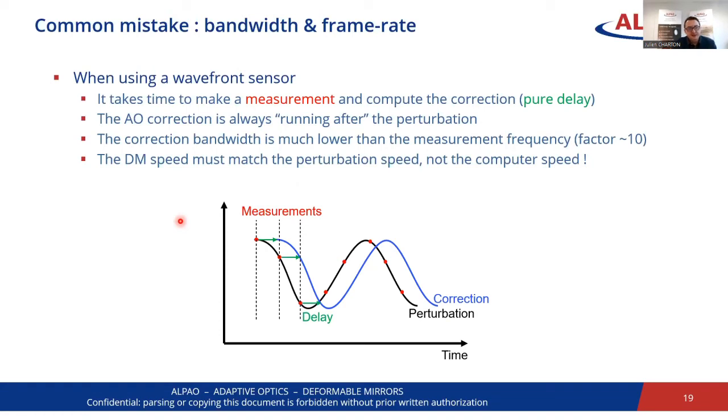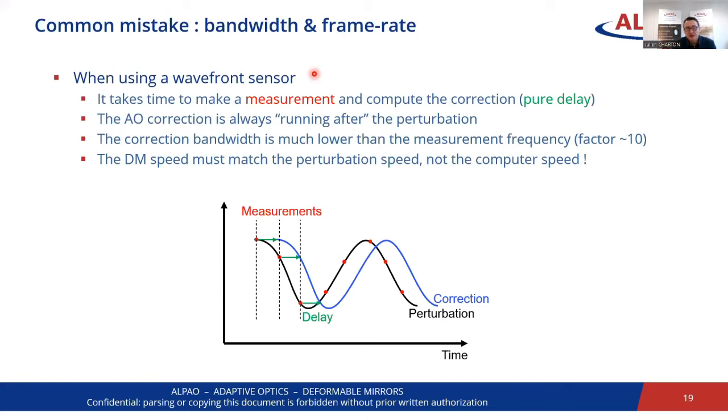Another common mistake, so this is more related to how fast the different components must go when you are doing adaptive optics. And it comes from a very specific feature of this kind of servo system, feedback system. As you know, to close the adaptive optics loops, the first step is to measure something. It can be a metric or directly the wavefront.